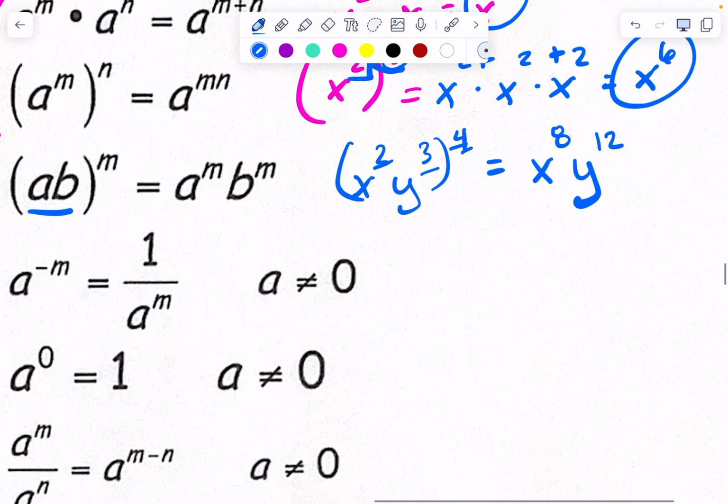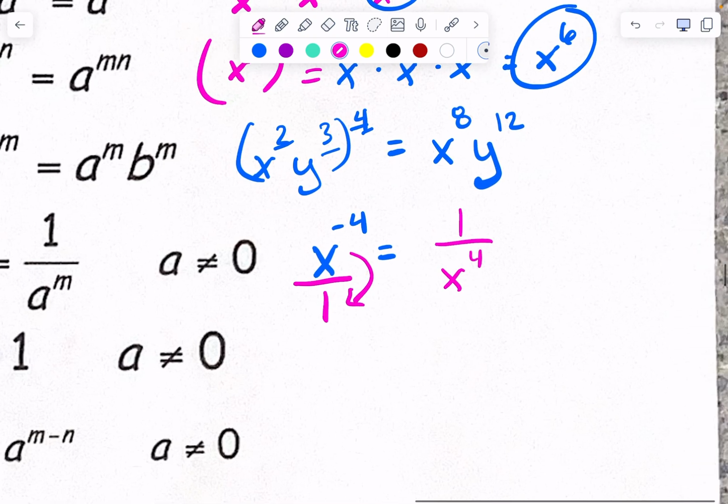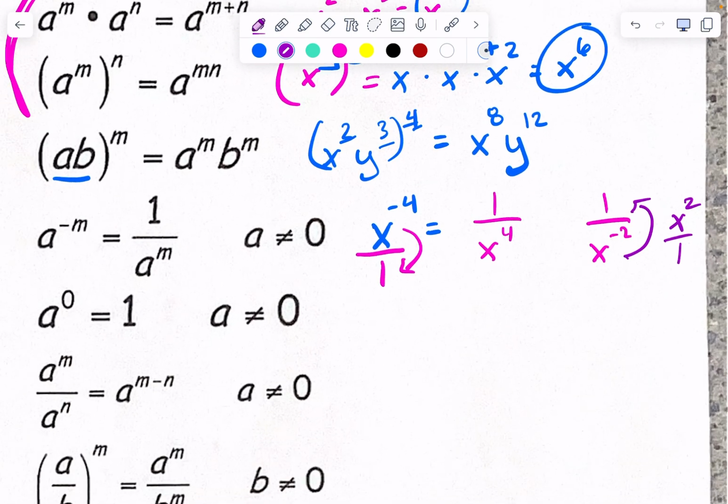Another tricky thing. Let's say you have x to the negative 4th power. What the heck does that mean? That means it's the negative power. If I put it over 1, that means I can plop it down to the bottom, and it is 1 over x to the positive 4th power. In the same way, what if I had 1 over x to the negative 2nd? Then I would move it up to the top, and it would be x squared on the top over 1, but you really don't need the 1 on the bottom, right? Okay, so that is that rule.